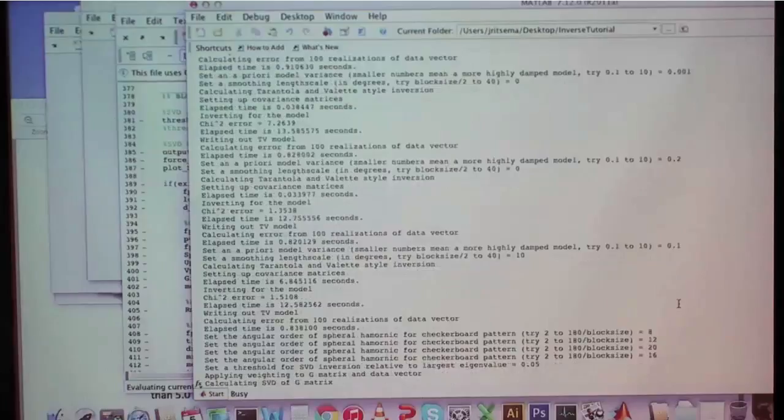It's going to find the eigenvalues and eigenvectors of the model, and it's going to sum up all the eigenvectors for which the eigenvalues are at least 0.05 of the maximum eigenvalue. So it's going to sum up all the models that have more than a 5% significance to the final model. That's how I sort of look at the whole thing.